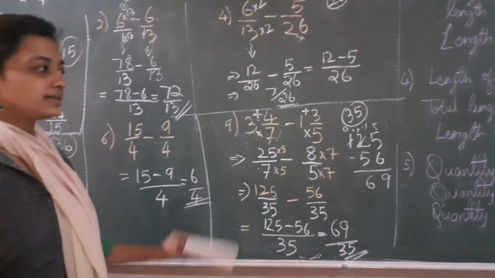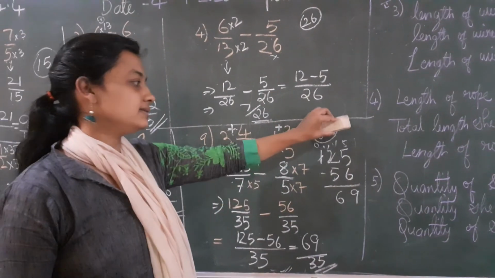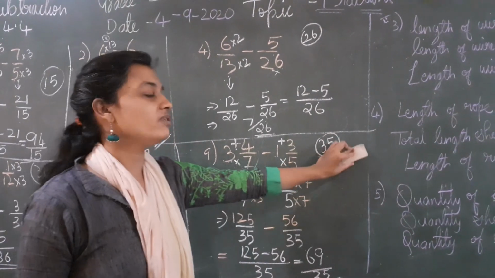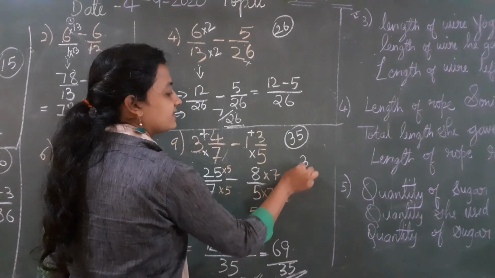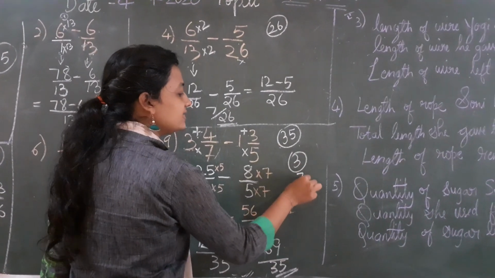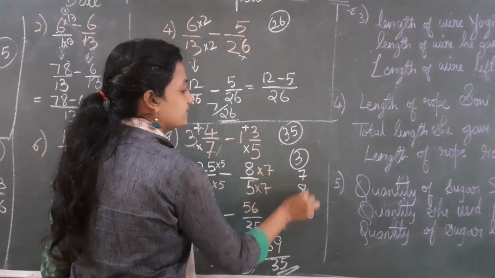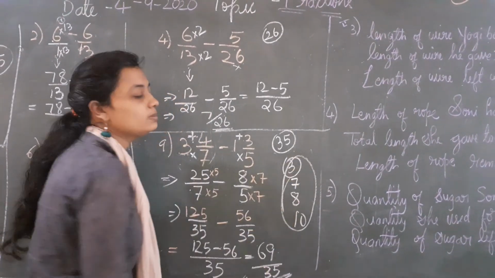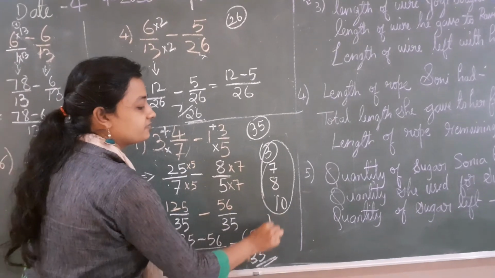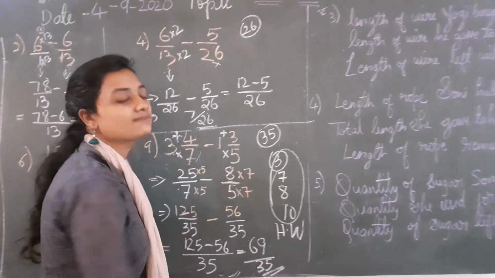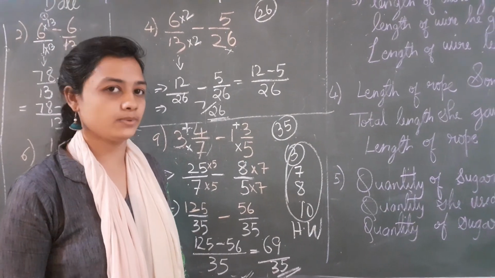So I have not done the 10th sum. You have to practice it in your homework book. So what are the sums for homework here? Third sum and 7, 8, 10 sums. These 4 sums are for homework. You have to write them in your homework book.